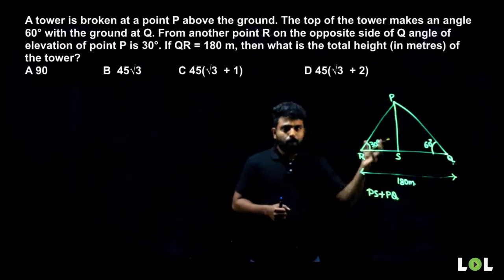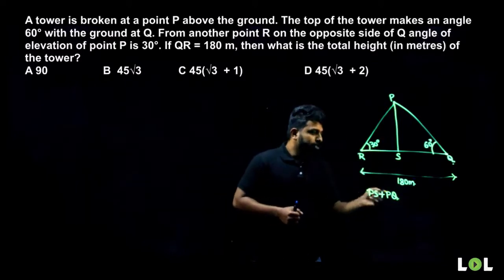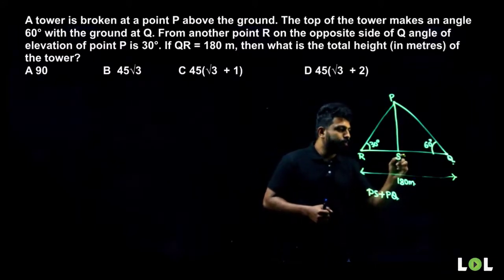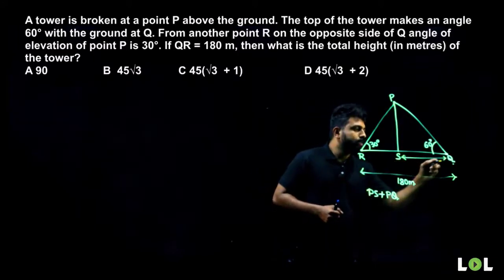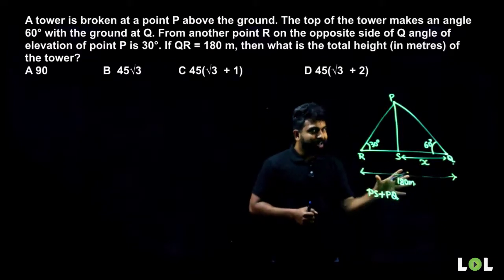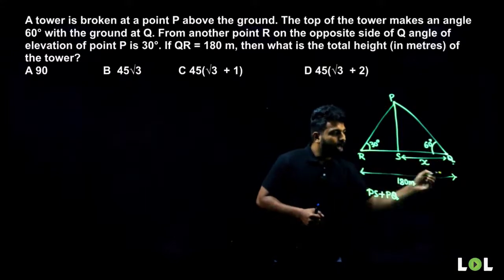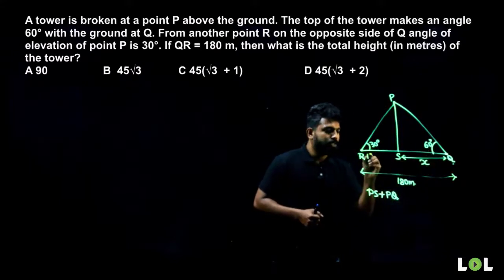So how do we find the value of PS plus PQ? First, let me assume this value here, SQ. If I assume this value as X, what will be this value? The total length is 180 meters. This is X, so this will be 180 minus X.